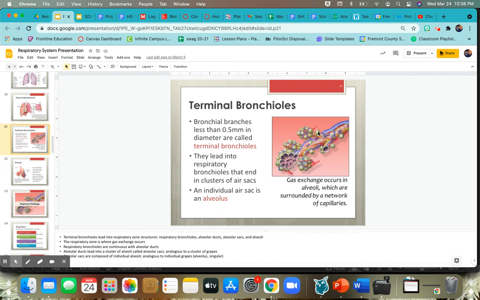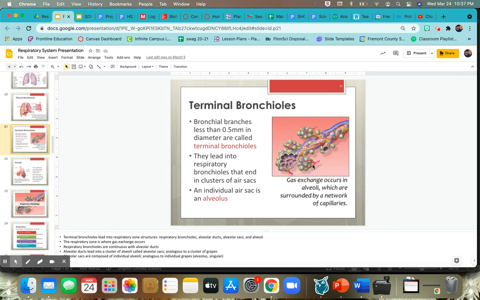You can see these air sacs in this picture. One individual air sac is called an alveolus, and multiples are called alveoli. This is where the gas exchange happens. They are surrounded by, you can see here, capillaries.